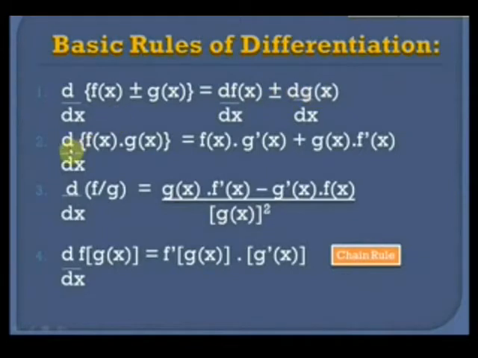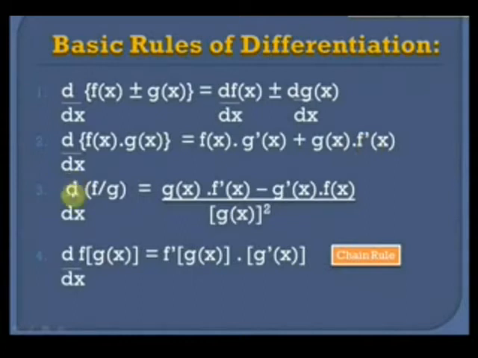The second is d by dx of f(x) into g(x) is equal to f(x) into g dash x plus g(x) into f dash x. That is, we multiply the first function with the differential coefficient of the second function plus we multiply the second function with the differential coefficient of the first function.